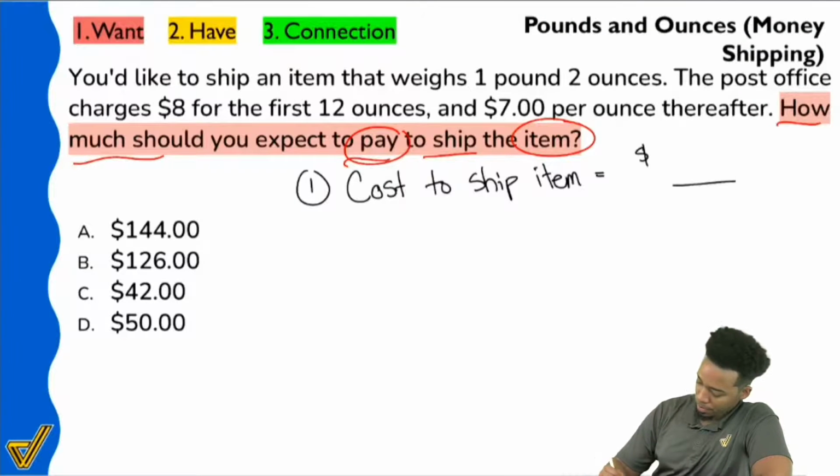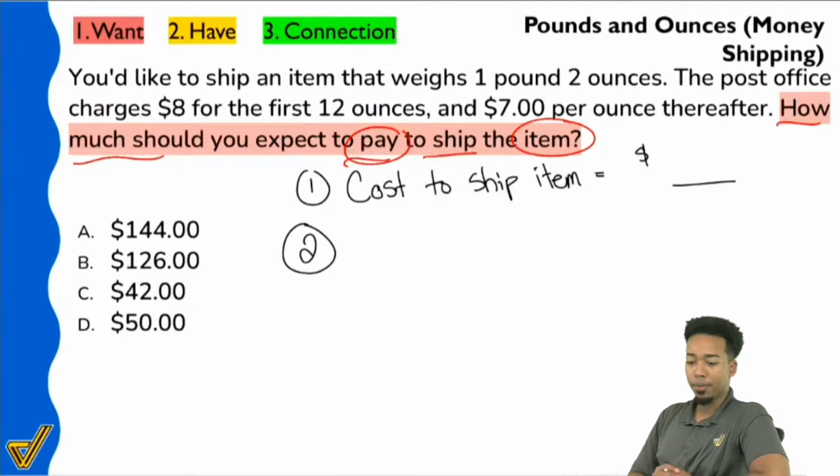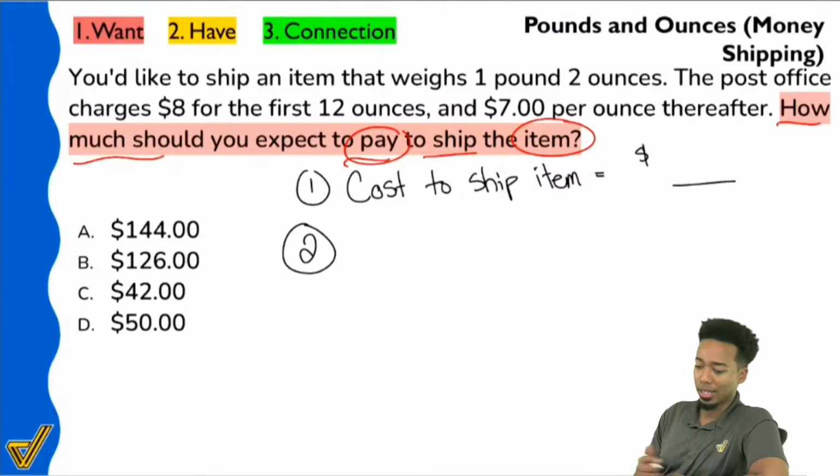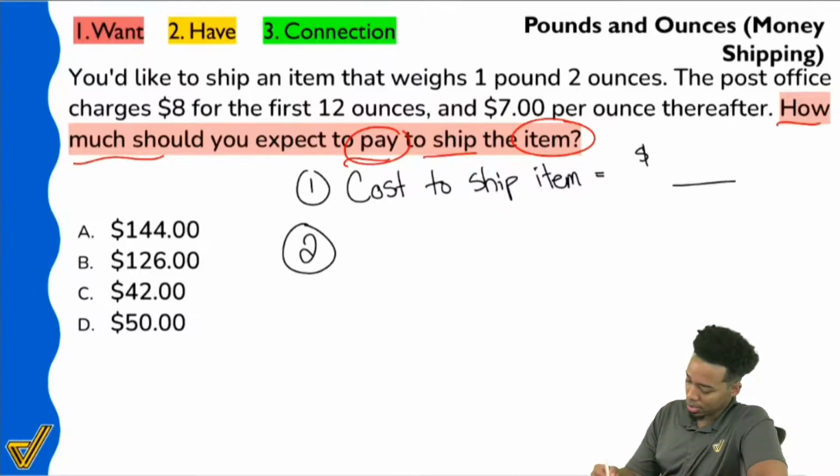Step 2, let's look at what we want. Everybody, we're trying to ship the item. What information is going to be useful to figure out the cost for shipping the item? Well, anything that has to do with money and shipping, I'm going to highlight that thing. So let's follow along here.